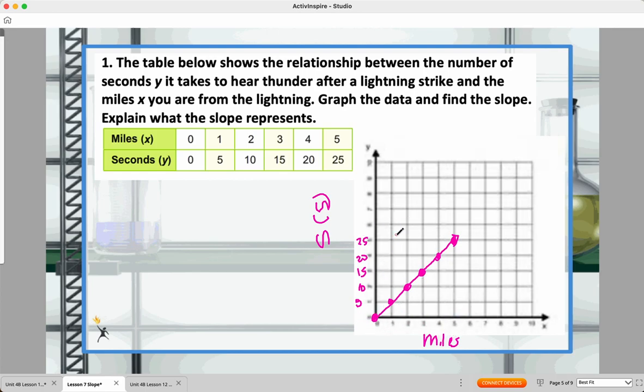So now I've graphed the data. My slope is going to be y over x. So we're going to go right to our rate of change, our unit rate, our constant rate of change, and use that. Our slope is 5 seconds per mile. That's our rate of change. That's our slope. And that's exactly what it represents: every 5 seconds, the sound you hear from the lightning strike travels 1 mile. So if you hear it 5 seconds after, that lightning strike was a mile away, and so on and so forth.